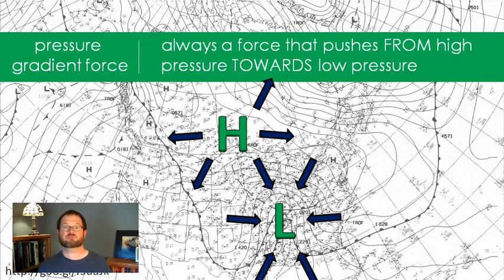This is how a spray paint can works. A spray paint can has relatively high pressure inside the can, and there's lower pressure outside of it. When you open up the valve on the can, the gases inside the can go from higher pressure towards lower pressure. They are accelerated in that manner using the pressure gradient force.